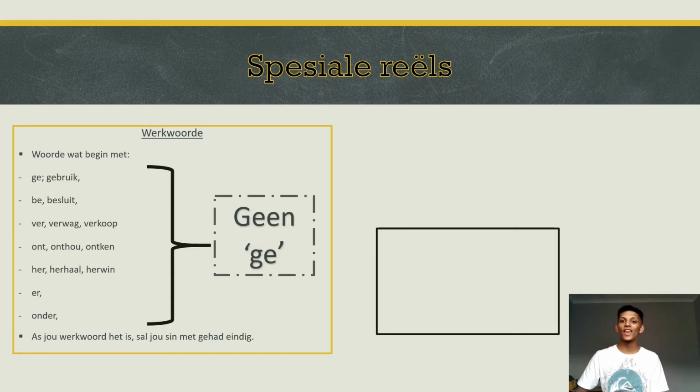Geen ge. There is no ge. Meaning your verb goes to the end of the sentence, but it doesn't get a ge. As I said, one less thing to do. Let us go through an example to make this easier for you.